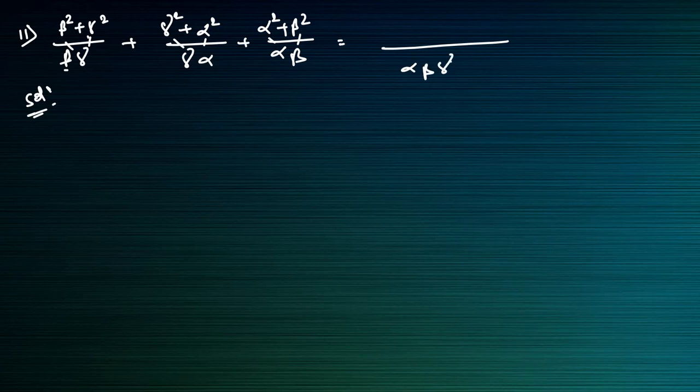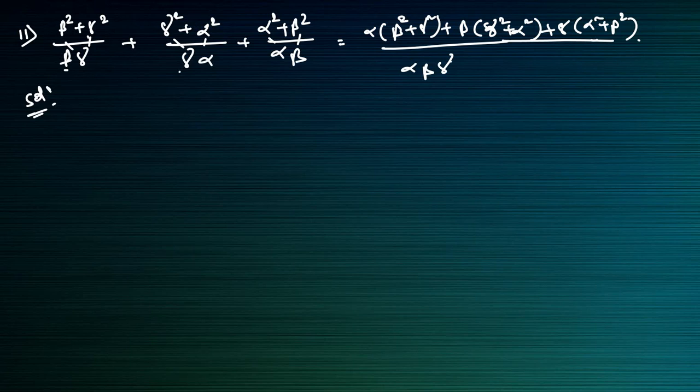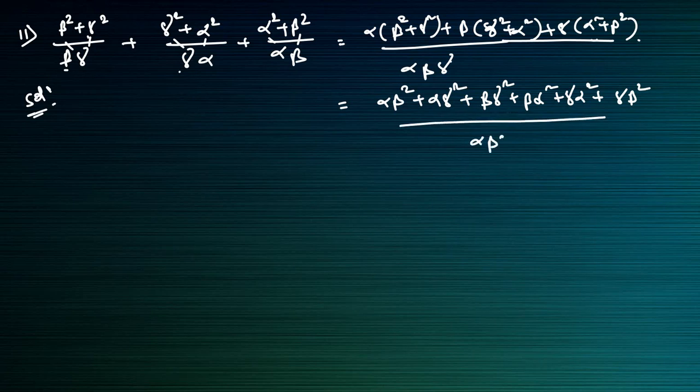Okay. So after that, what we have to do here: we got the LCM alpha beta gamma. In this alpha is not there, so alpha into beta square plus gamma square will come here, plus in this beta is not there, so beta into gamma square plus alpha square, plus here gamma into alpha square plus beta square will come here. Now here I will multiply with this one. So here alpha beta square plus alpha gamma square plus beta gamma square plus beta alpha square plus gamma alpha square plus gamma beta square divided by alpha beta gamma here.